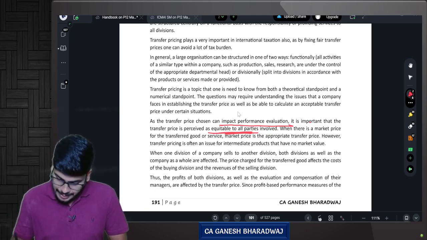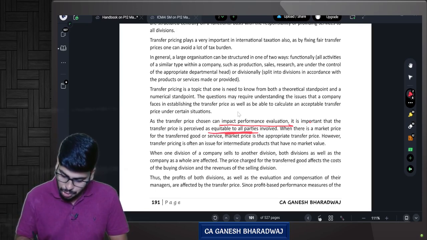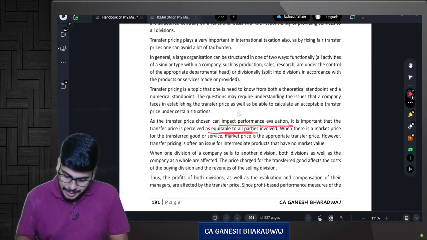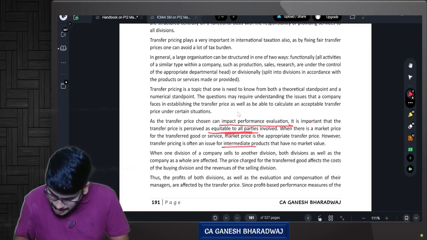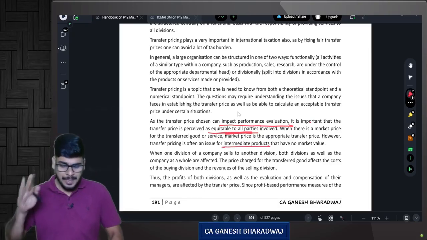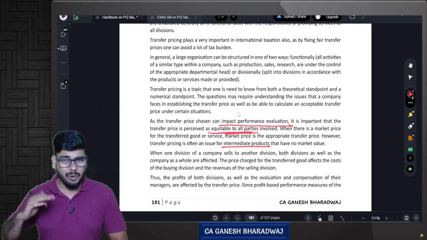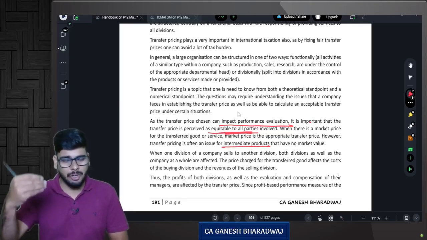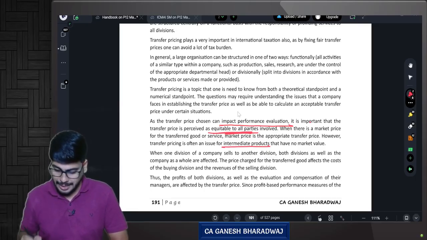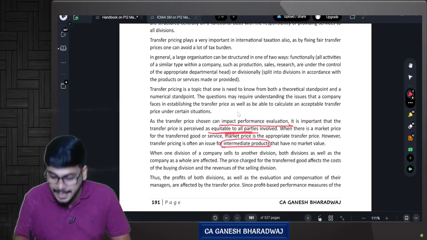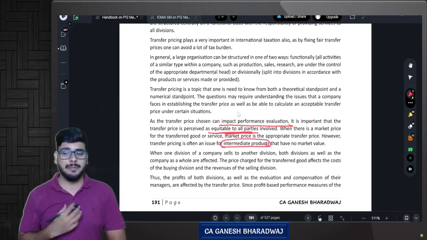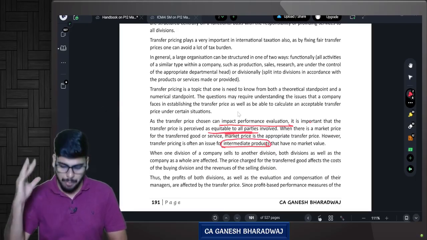Correct? When there is a market price for the transferred good or service, market price is the appropriate transfer price. However, transfer price is often an issue for intermediate products that have no market value. Now, when is market price a good transfer price and all? When we get into the technicalities of this chapter, I will explain it. Don't worry as of now. But look, they have used the word intermediate product. This also I explained in that example. What was our intermediate product? That bottle, empty bottle. Correct?